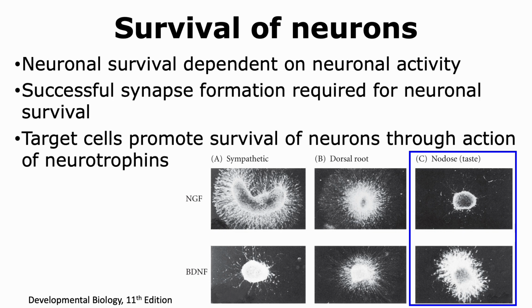However, when we look at the neurons that allow us to perceive taste, NGF does not promote survival, but BDNF does promote survival. Thus, the target cells have to make the appropriate neurotrophins to aid in the survival of the neurons.